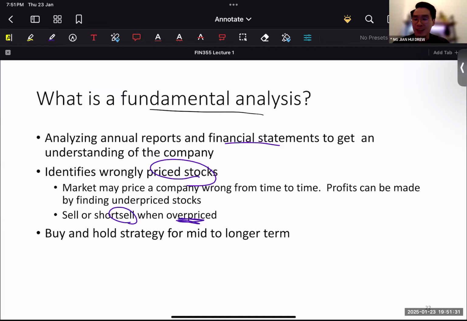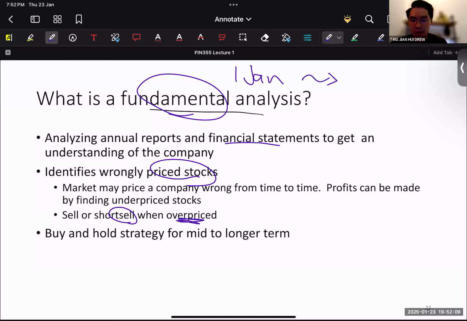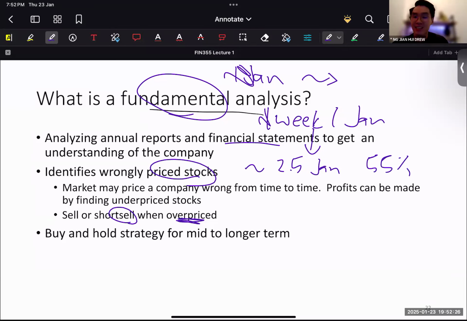I like the comment on quantum computing. If you had invested in quantum computing early last week or the week before, then this week you have made 55% return. So I guess it really depends on when you invest, right? If you had done your due diligence and fundamental analysis and invested on the 1st of Jan, then by somewhere around week 2.5 of Jan, you would have made 55% return. Just almost double, within a couple of weeks.